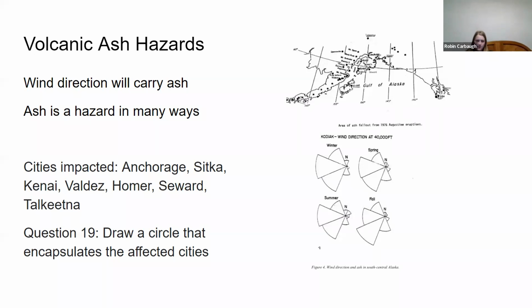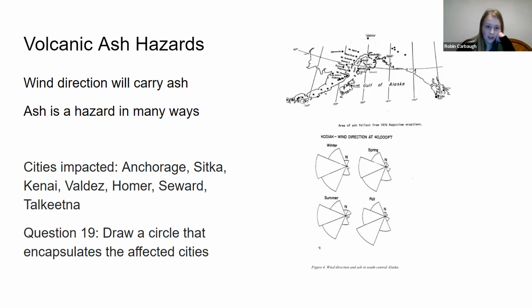All right, so the next part is going to look at ash hazards. So ash is pretty dangerous and can cause a lot of issues. It can cause issues to people, of course, lots of health issues, issues to planes, issues to crops. It can be pretty dangerous.